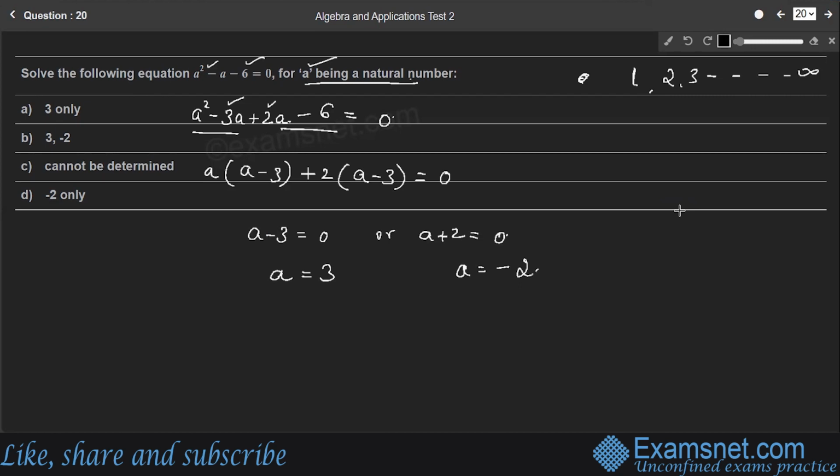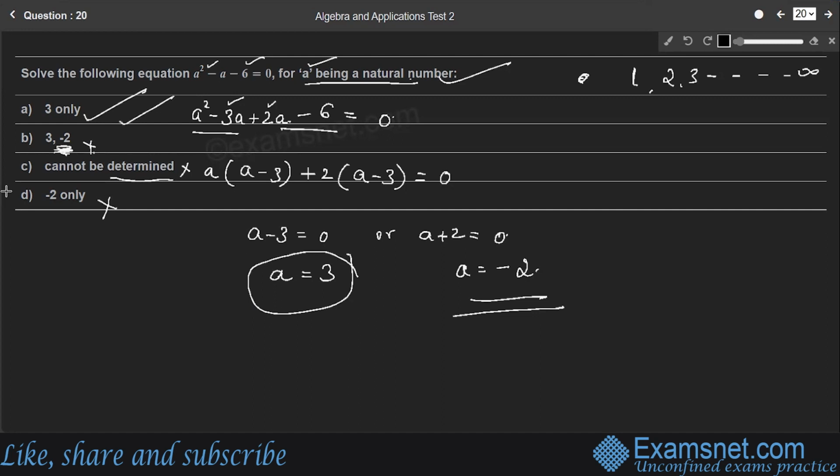It is given that a is a natural number, right? Therefore, a is equal to 3. Here minus 2 is not a natural number, right? So a is equal to 3. Therefore, look at the options. Solve the following equation. So the solution for the given equation is 3 only, option A. If you consider option B, here minus 2 is not a natural number. So cannot be determined is also not the answer. Minus 2 only is also not the answer. So option A is the right answer.